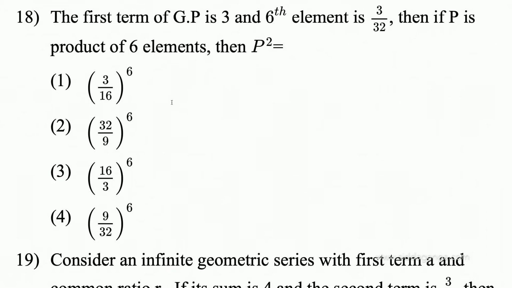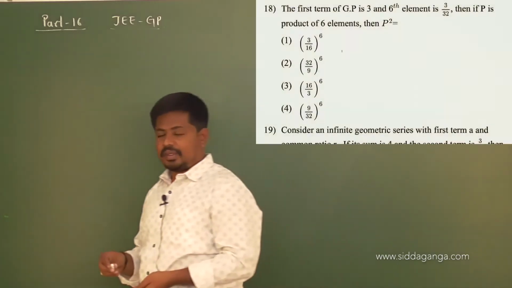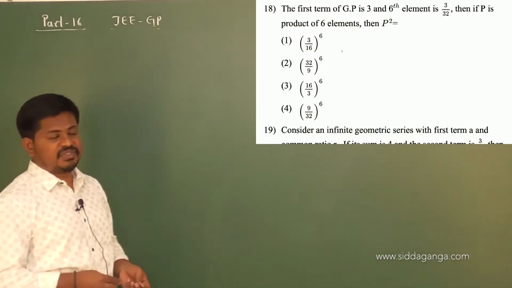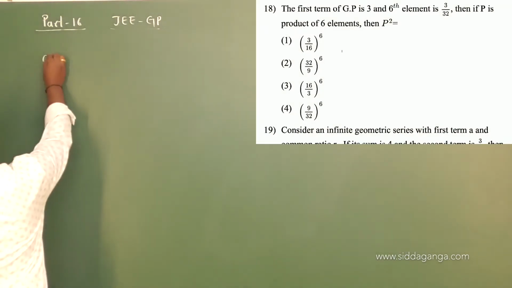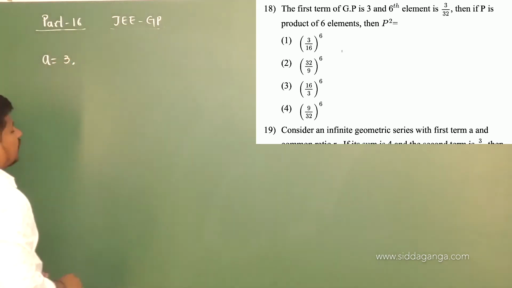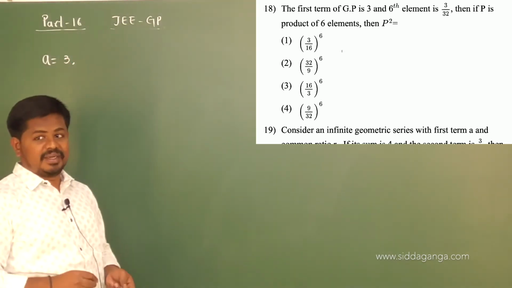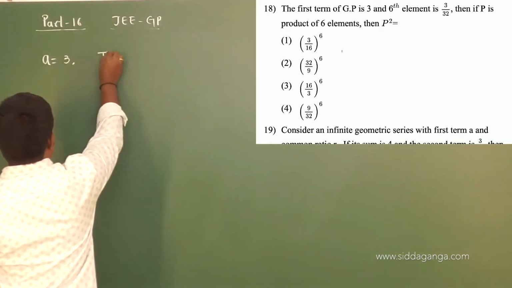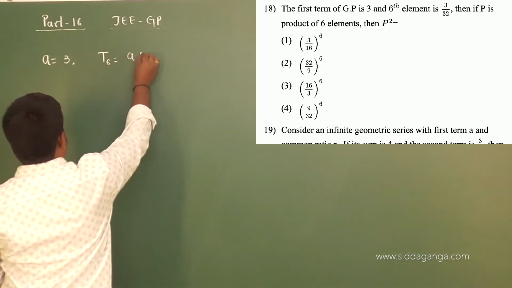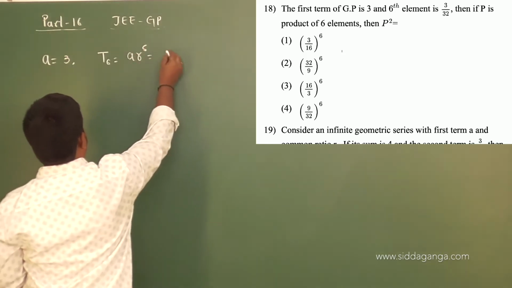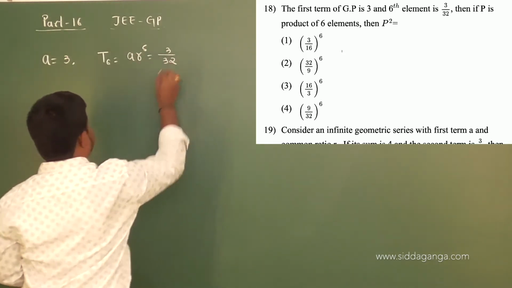The question number 18 is like this. The first term of a GP is 3 and the sixth element is 3 by 32. Then if P is the product of the first 6 elements, then what is P square? A simple one. The first term of a GP is given, let me take that as A. The first term of the GP is 3. And one more thing we have, the sixth element, that is T6 or AR power of 5 is equal to 3 by 32, right?